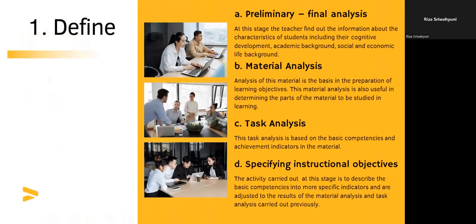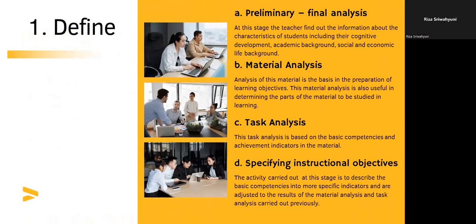As the first stage, we can call it define. In define, there are 4 stages here: preliminary to final analysis, material analysis, task analysis, and the last is specifying instructional objective. In the preliminary to final analysis, the teacher finds out the information about the characteristics of the student, including their cognitive development, academic background, social and economic life background.